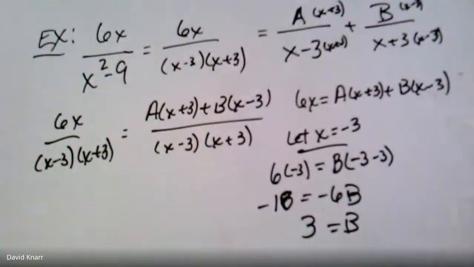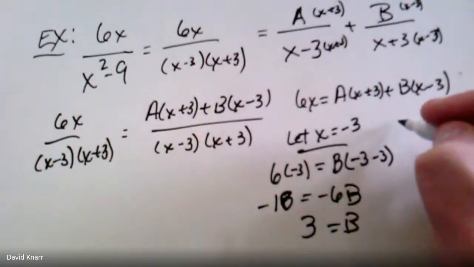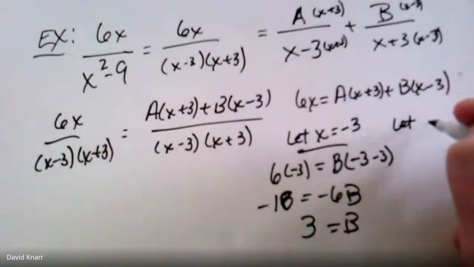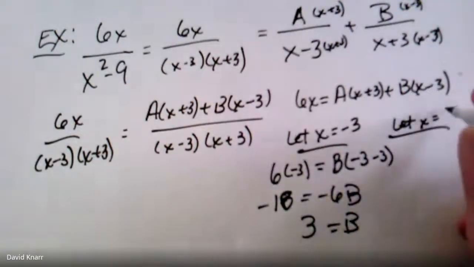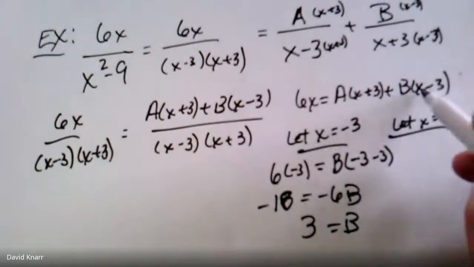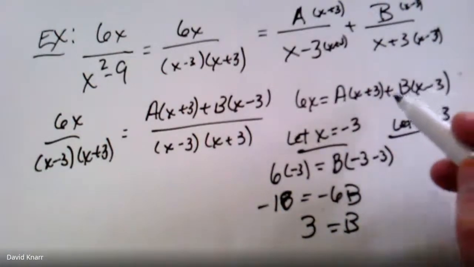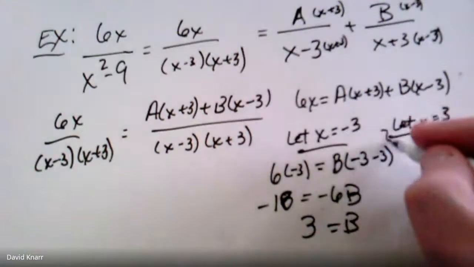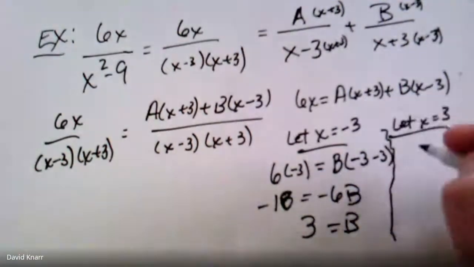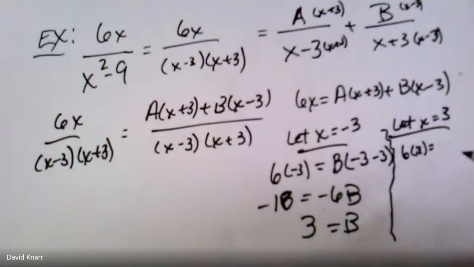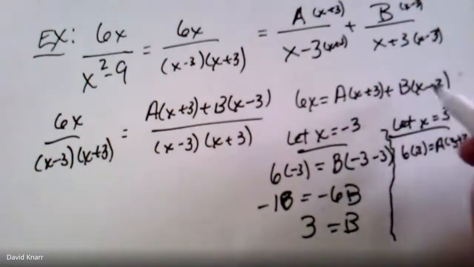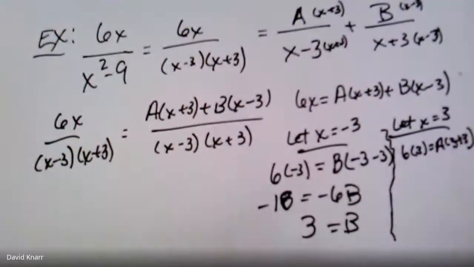Now I also need a. So I'm going to have to pick another x. Let me come back over here. I'm going to let x be 3. Because if I let x be 3, then 3 minus 3 is 0. 0 times b is 0. Then b disappears, and I'll be left with a to solve for. So I have 6 times 3 equals a times 3 plus 3. Putting 3 in for x, when I put 3 in over here, 3 minus 3 is 0. b drops out. So I get 18 equals 6a.